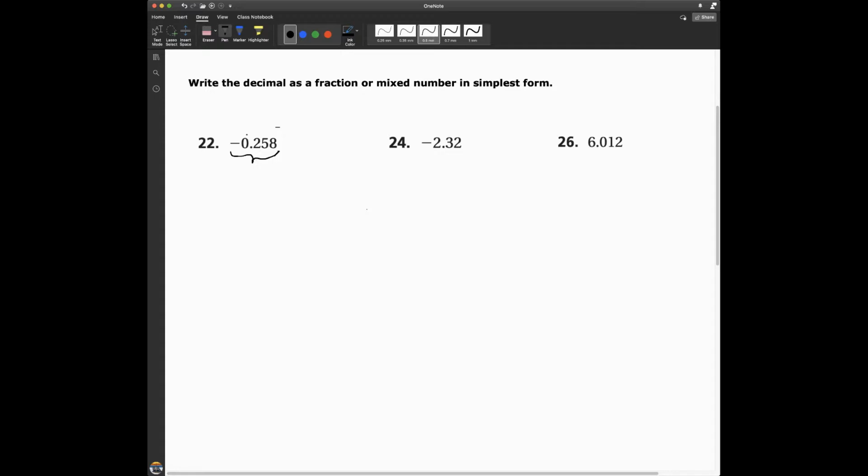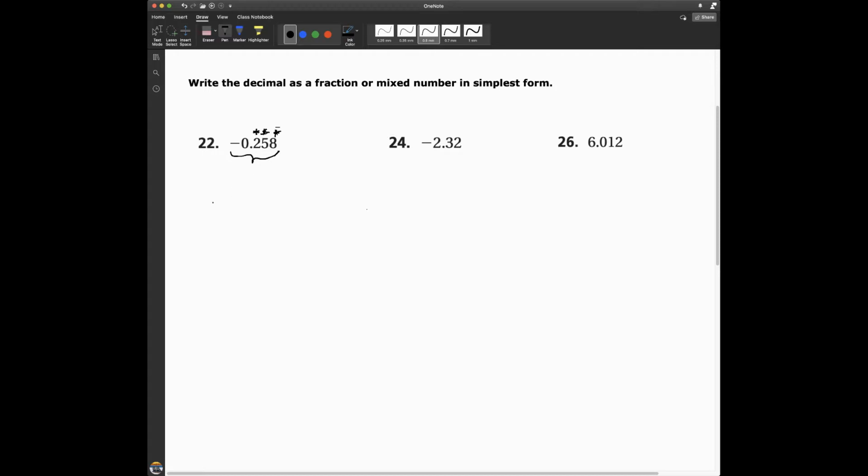So how do we say this? This is negative 0.258. That's one way to say it. The other way to say it is kind of the proper, correct way to say it, which not many of us use. But remember the place value. This is the tenths place. This is the hundredth place. And this is the thousandths place. So another way we could say this decimal is negative 258 thousandths.